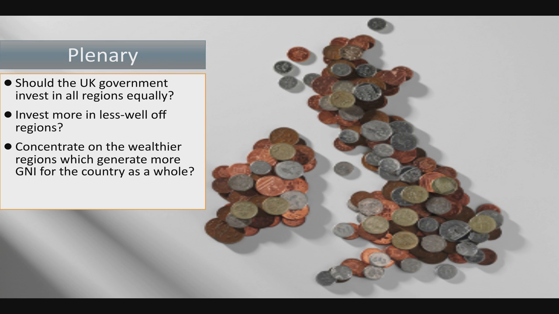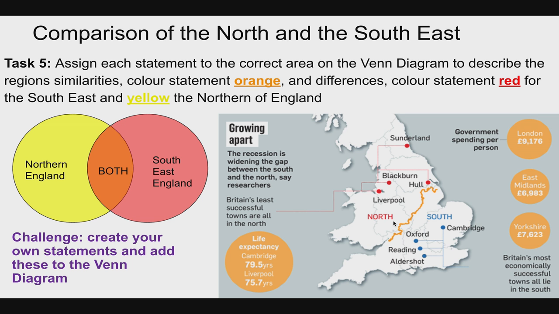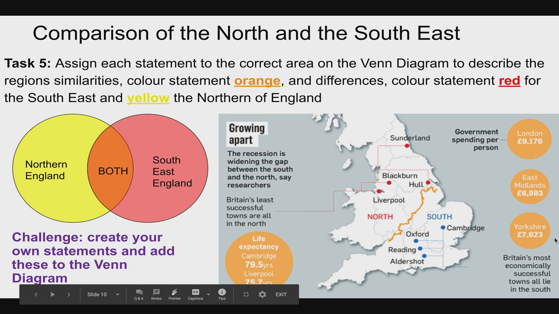So, we're going to do our plenary, and then we are going to mark our homework. Just like I said at the beginning of the lesson, I've moved the marking of our homework to the end just to keep the flow going a bit. So just before we finish the focus of today's lesson, I want to ask you, do you think the UK government should invest in all regions equally? Is it right that they're doing this, investing more in London than they are elsewhere?